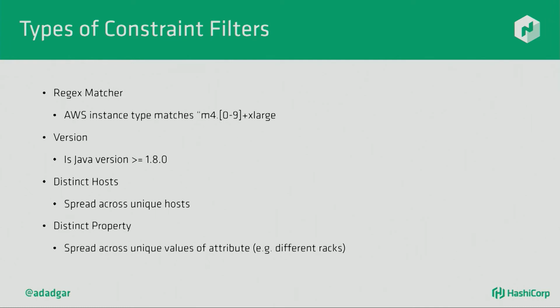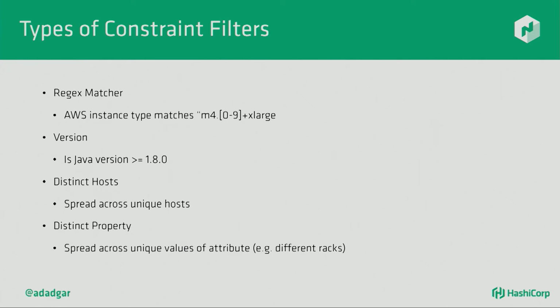We also have a version filter, which is nice for things like Java or ensuring that you're running against a particular version. So I could say, I don't care that I'm running 1.8.1 of Java. I just need the feature set of Java 1.8. So please run me on a node greater than or equal to that. We also have distinct hosts and distinct property, which we covered.